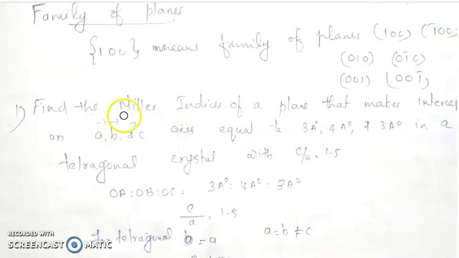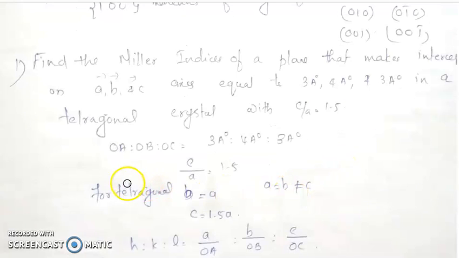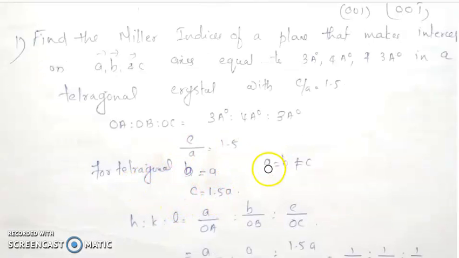Then another problem you can do: find the Miller indices of a plane that makes intercepts on the A, B and C axes equal to 3 angstrom, 4 angstrom and 3 angstrom in a tetragonal crystal lattice with C by A equal to 1.5. So OA is to OB is to OC is given as 3 angstrom is to 4 angstrom is to 3 angstrom. In this case C by A is equal to 1.5. For a tetragonal crystal, the peculiar properties are A equal to B, not equal to C. So B is equal to A, and C is equal to 1.5 times A.